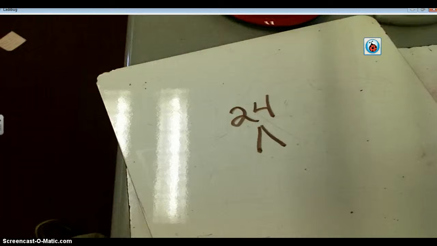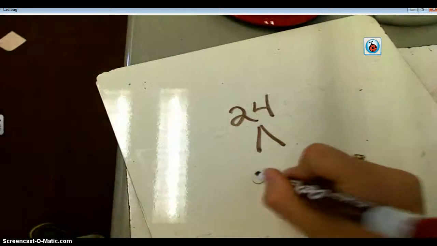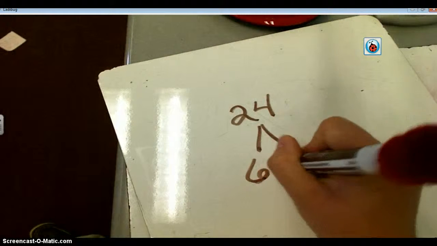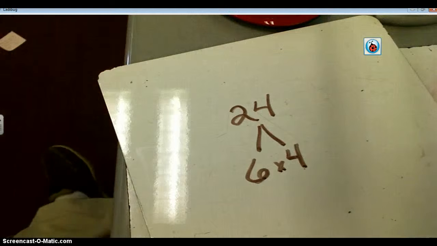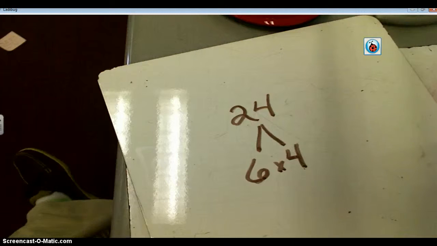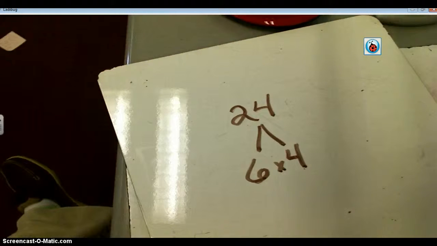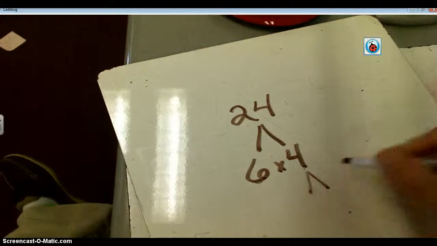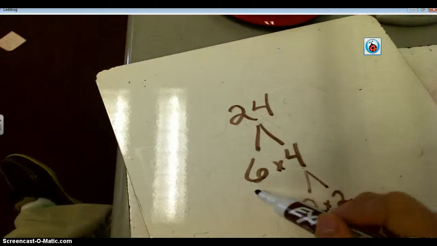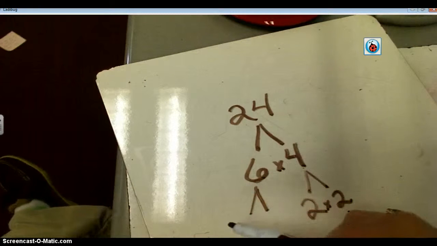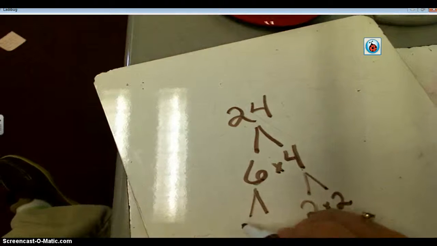Give me two numbers, Brody. 6 and 4, okay. Let's see. Ben, what do we do next? Which one do you want to do? Okay, and that breaks into 2 and 2. And then we do 6, and that's, Garrett? 2 and 3.